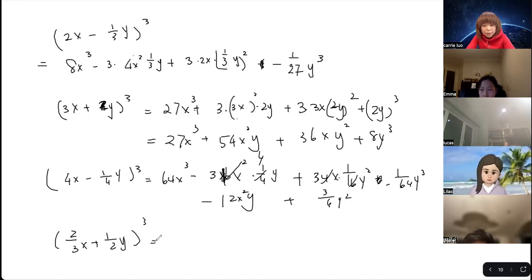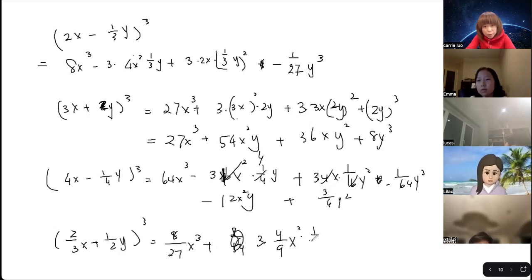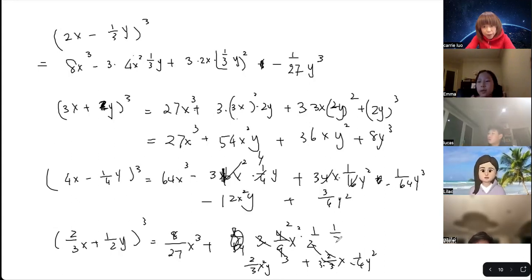Okay, very good. Last but not least, Daniel. Eight over 27x cubed. Very good. Plus eight over 54xy. You can't think of it. 3 times 4 over 9x squared times 1 over 2. So it should be 2 over 3x squared y. The next one is 2 over 3x times 3 times 1 over 4y squared. So you can simplify, so equals half xy squared, and plus 1 over 8y cubed.